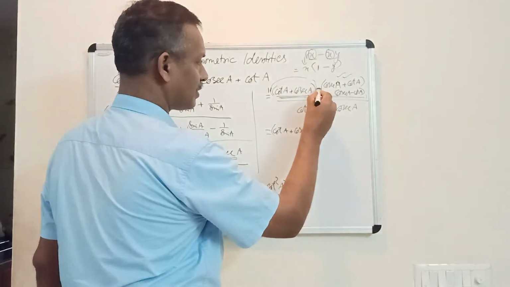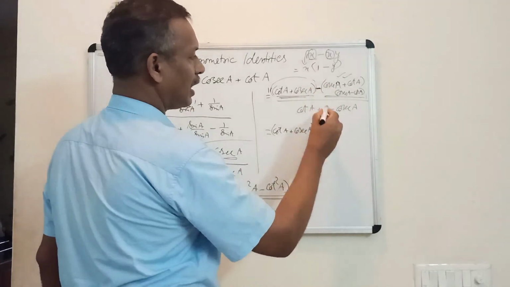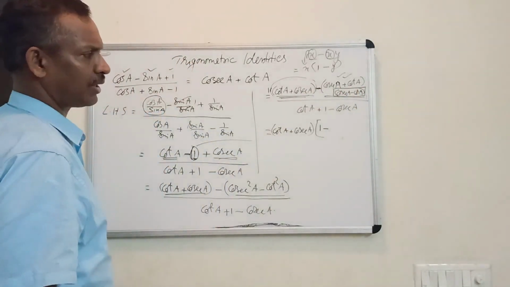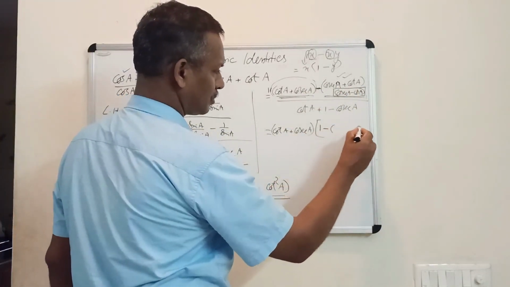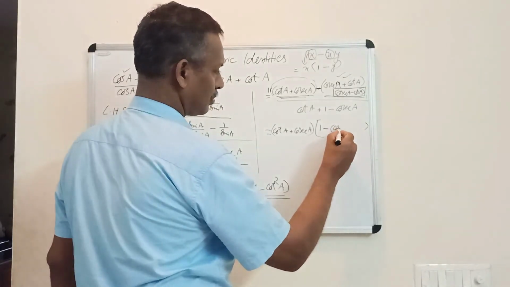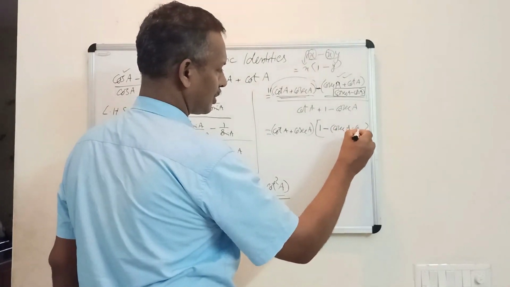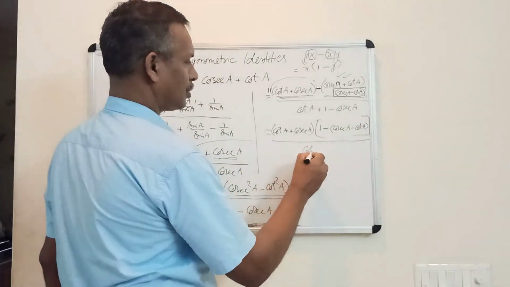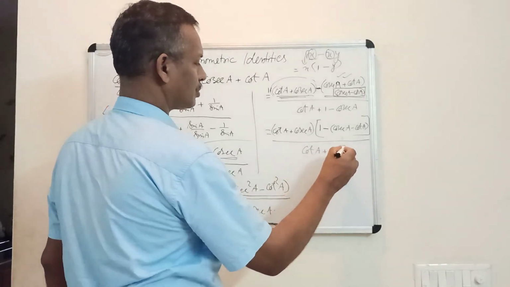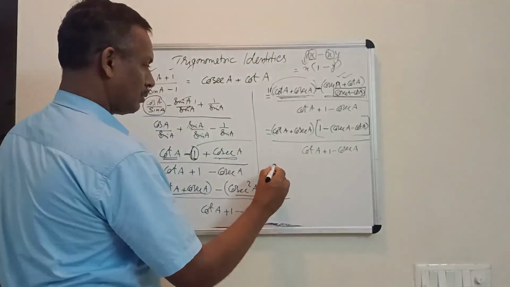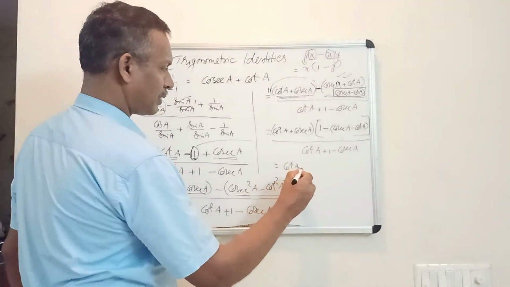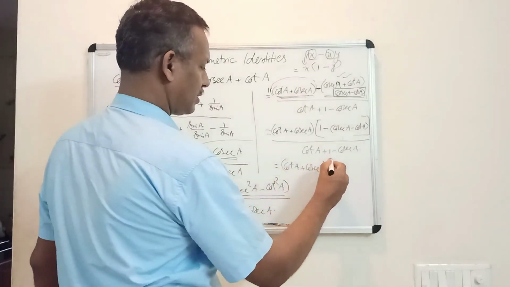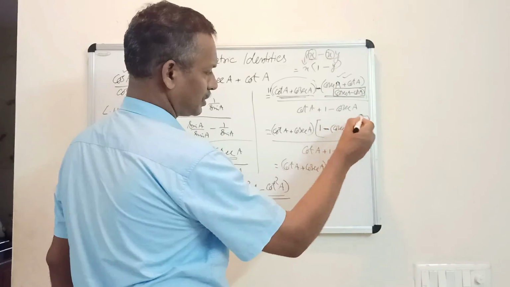Then what is the sign after that? Minus sign. After this minus sign, there are two terms: minus cosec A minus cot A. So those two terms should be written in a bracket, cosec A minus cot A. The denominator has no change: cot A plus 1 minus cosec A. Then simplify the second bracket. The first bracket is like that only. The second bracket is simplified, just this minus opens the bracket.